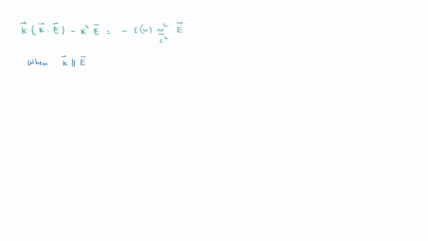In that case, we can write the electric field E as the magnitude E, and the direction is k cap. For k, we can write the magnitude of k, and the direction is k cap, right? So the left hand side of the equation becomes k vector, k dot E, minus k square E vector.